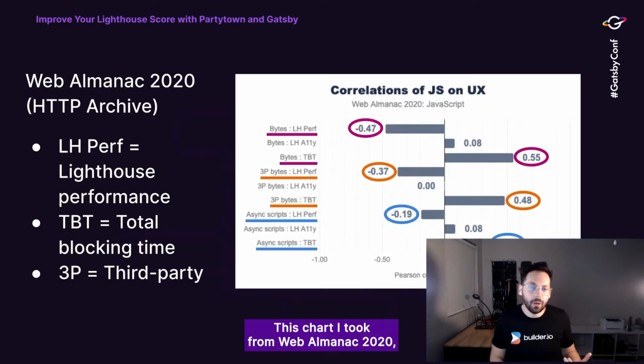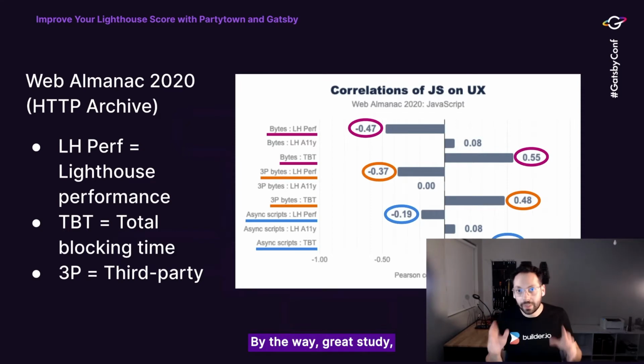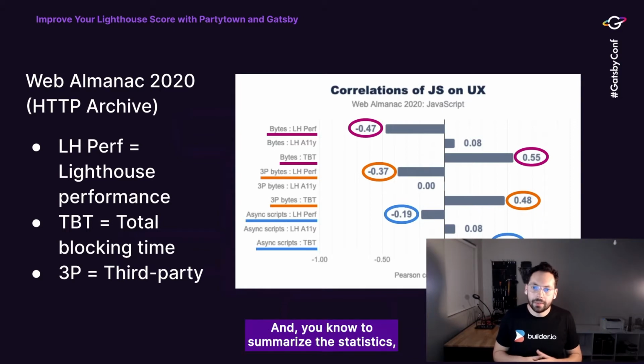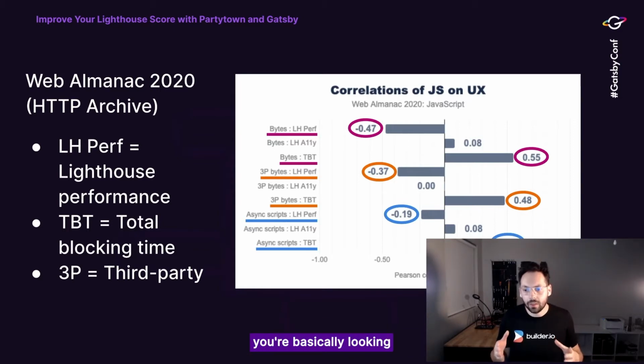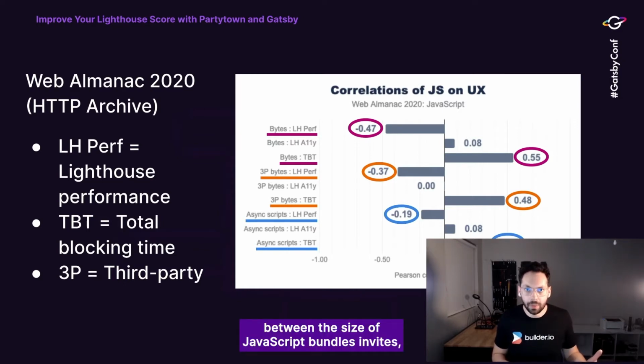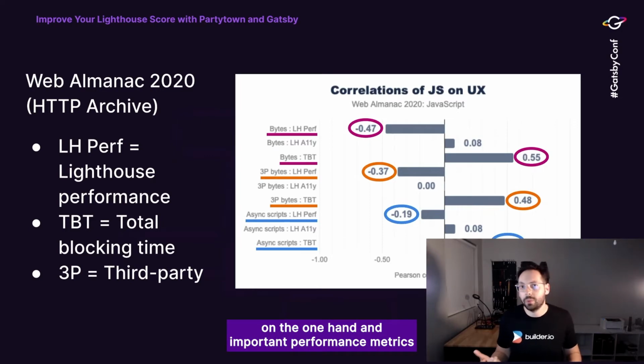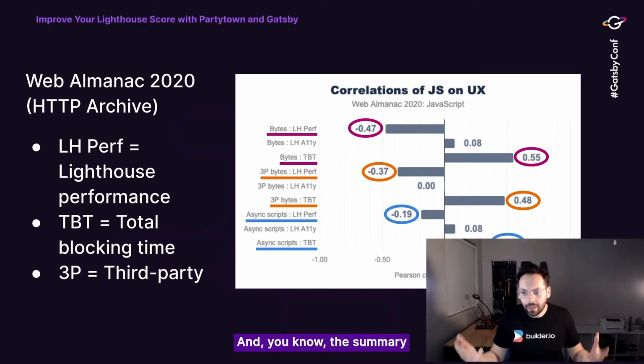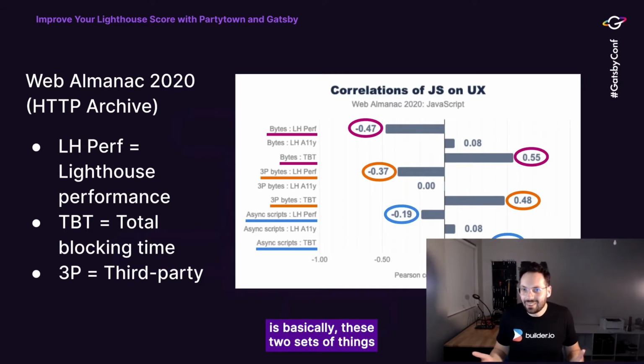This chart I took from Web Almanac 2020, published by HTTP Archive. By the way, it's a great study if you're really into heavy data around performance on websites. To summarize the statistics, you're basically looking at different coefficients of correlation between the size of JavaScript bundles in bytes on the one hand, and important performance metrics on the other, such as Lighthouse performance score and total blocking time. The summary is basically that these two sets of things are highly correlated. The larger your JavaScript bundles are, the stronger the impact on performance.